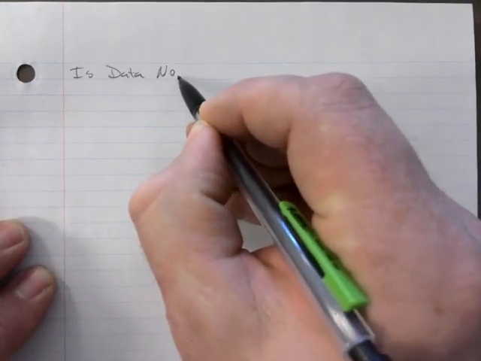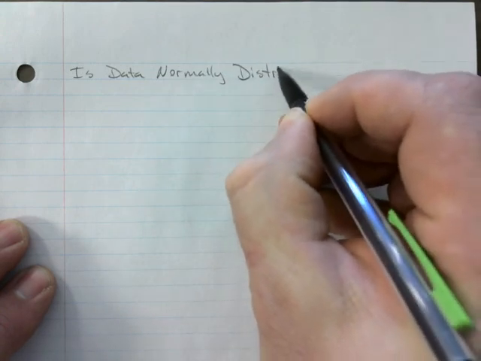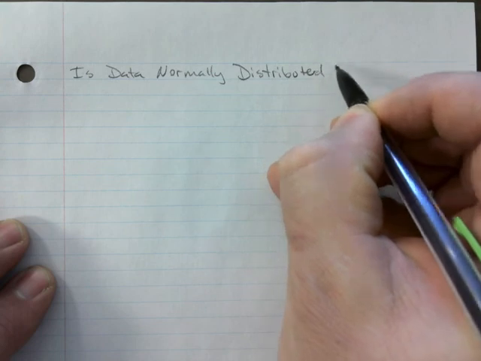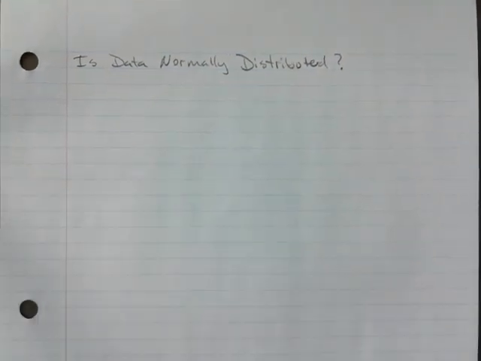Data normally distributed? Question mark. Is it? So far, we almost always assumed that that was indeed the case.